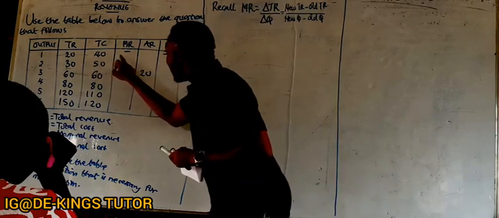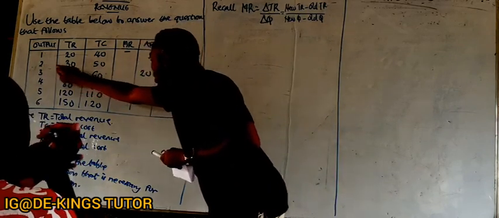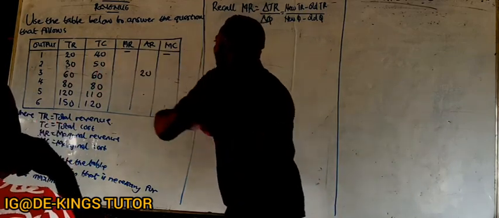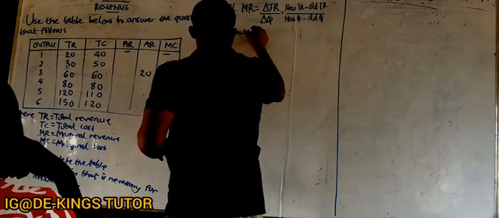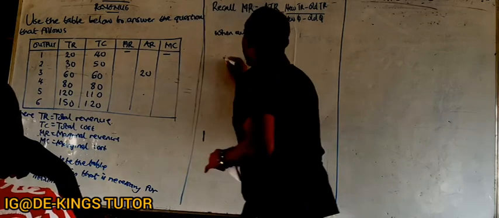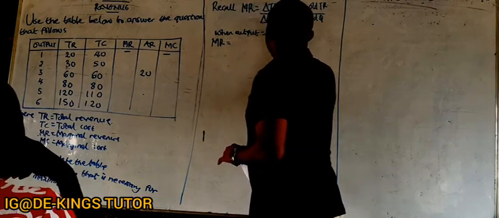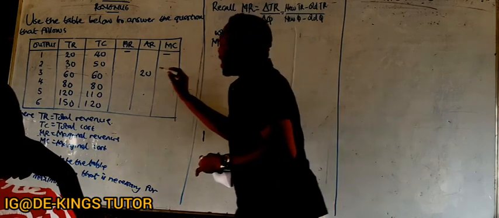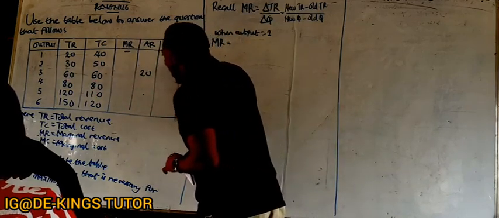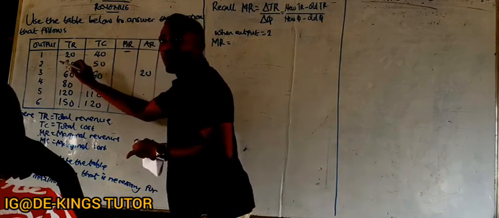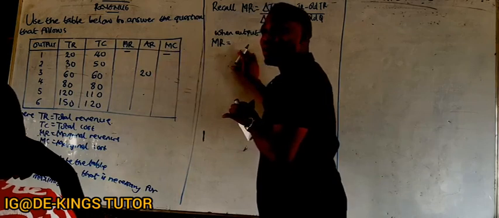Now we want to solve. We already know the first value is always dash. That means we want to solve when output is 2. So when output equals 2, what is our marginal revenue? Now I want to get the new total revenue. Whenever you're solving for a particular output, you take cognizance of the whole row and use the values that are significant to that formula.